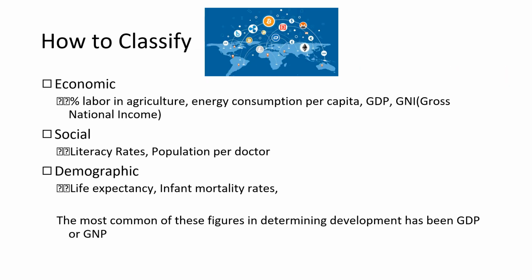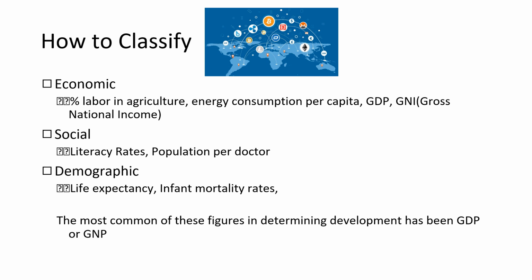So one last thing, just in terms of wrapping up this particular section, a couple different ways to classify, once again, is if you're looking at it purely from an economic perspective, you may look at the percentage of labor that's in agriculture, which again may point towards a more low-income country if a very high amount of people are in agriculture. Also, energy consumption per capita, GDP, which as I said is gross domestic product, GNI, gross national income. Looking at all of those sorts of measures may tell you about the development economically.